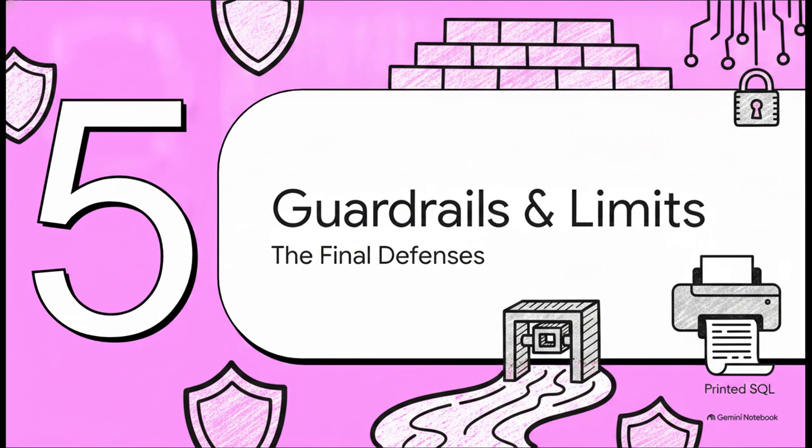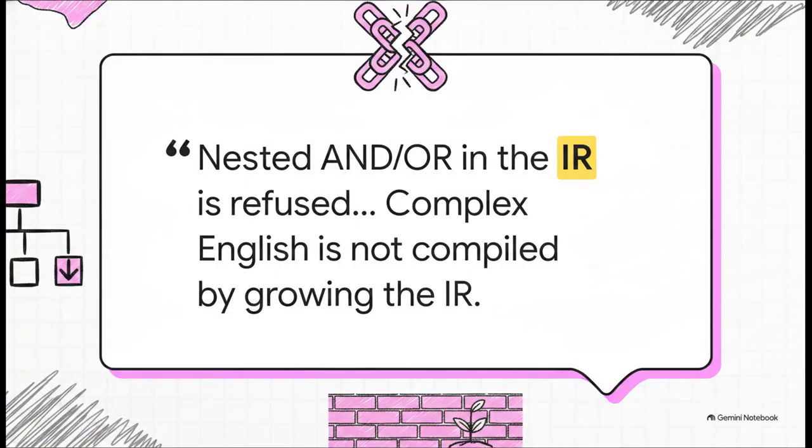Section 5. Guardrails and honest limits. As we reach the final phase, it's clear this engine respects its own honest limits. There's this great quote directly from the implementation map. Nested and/or in the IR is refused. Complex English is not compiled by growing the IR. Meaning, if a prompt is just too complex, convoluted, or semantically messy, the system refuses to guess. It won't try to magically expand the intermediate representation to handle terrible inputs. It just drops the request.